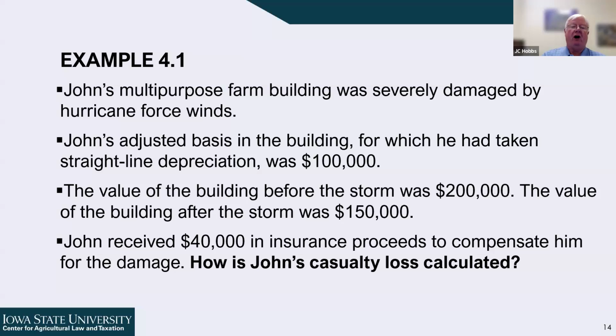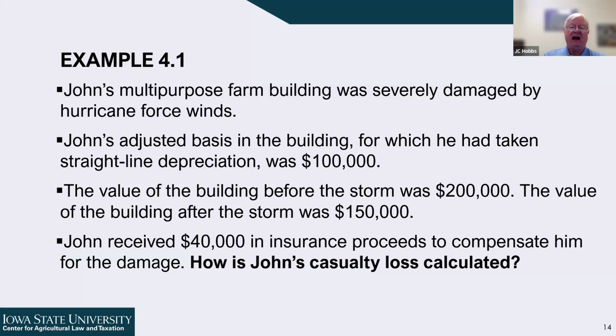Here's an example of what we're talking about in that prior discussion. So we have a multi-purpose farm building, a machine shed. It's severely damaged by hurricane force winds. His adjusted basis in that building is $100,000. So when he put it in place, it cost him some money to put it in place. Let's say it was $175,000. We take $75,000 of straight line depreciation. So now, when the hurricane struck, our basis in that was $100,000.